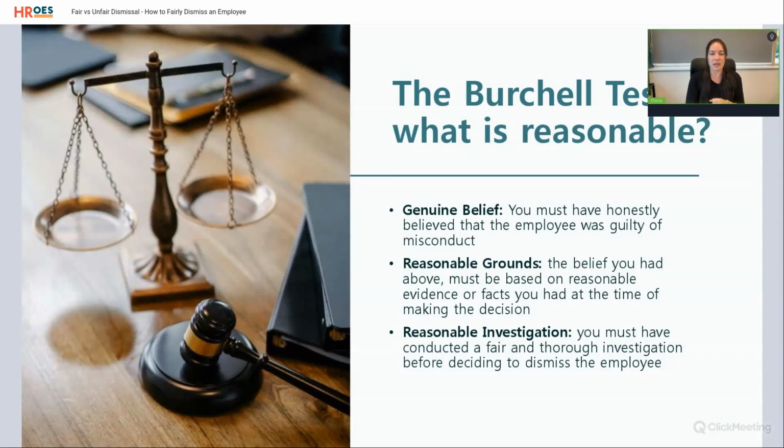So we have to have genuine belief. We believed that an employee was guilty of misconduct. It wasn't just a convenient reason. We haven't gone looking for something else and dressed it up as misconduct. We genuinely believe this person had done something very, very wrong. We've got reasonable grounds for holding that belief. So we've based it on reasonable evidence. So when we have come to making that decision, we can point at the reasons why we believed what we did. And that in doing so, we have conducted a reasonable investigation, and that we have been fair, thorough, and balanced in the way that we have done it.